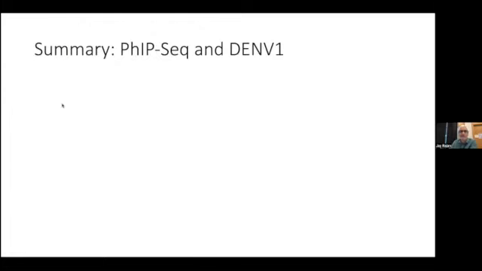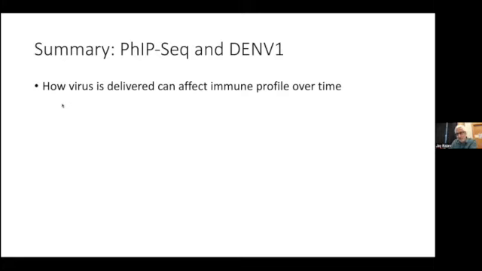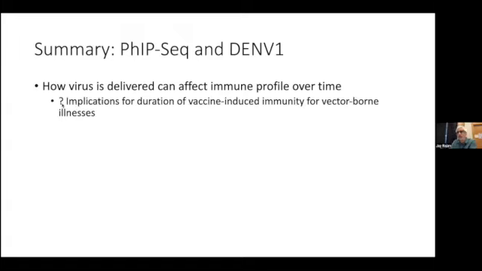So just to quickly summarize this dengue story and why I thought PhIP-Seq was really valuable in this case. The core message here is that how the virus is delivered really can affect the shape of the immune profile over time. And so what that potentially suggests, and I'm not saying that I have any proof of this, is that one wonders whether this might say something about the duration of vaccine-induced immunity for vector-borne illnesses, as compared to what happens in the case of native infection.